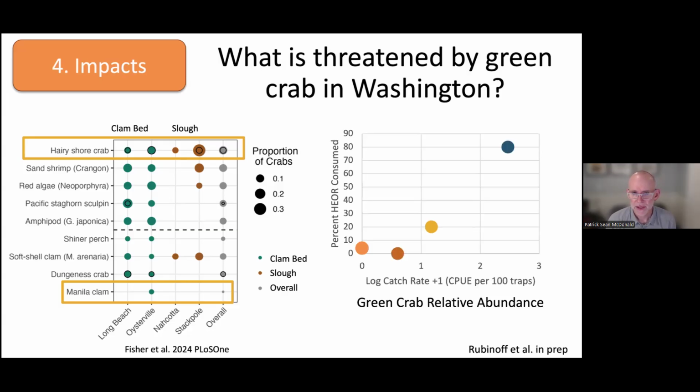And this is just another graph highlighting what we have seen across sites. This is a graph of some experimental work that a colleague has done that looked at the number of hairy shore crab that are consumed as the abundance of green crab increases. And it's kind of as you would expect. The hairy shore crab do pretty well when green crab are fairly rare, but as their numbers increase, the consumption of hairy shore crab increases dramatically.